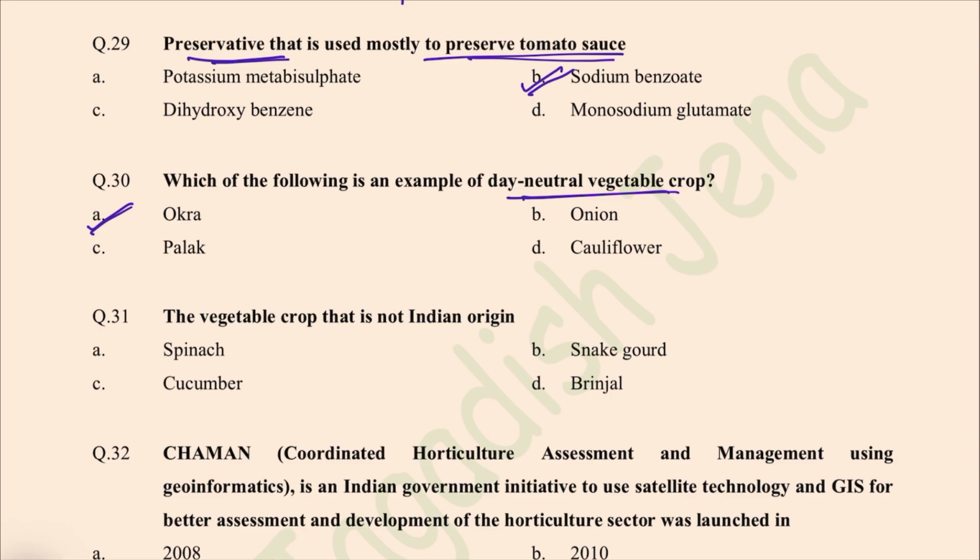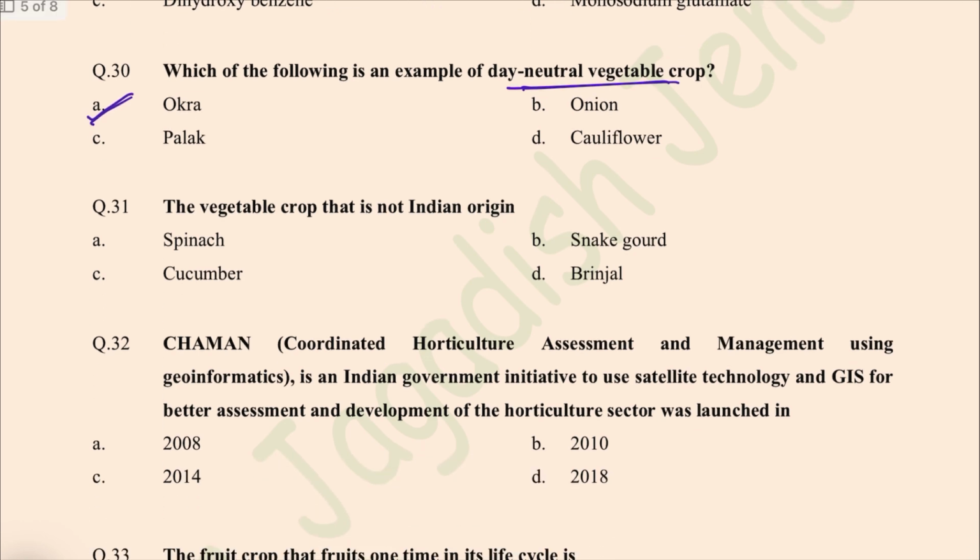The process of premature flowering in long day plants or temperature sensitive crops like spinach and cabbage is called bolting. Next question.